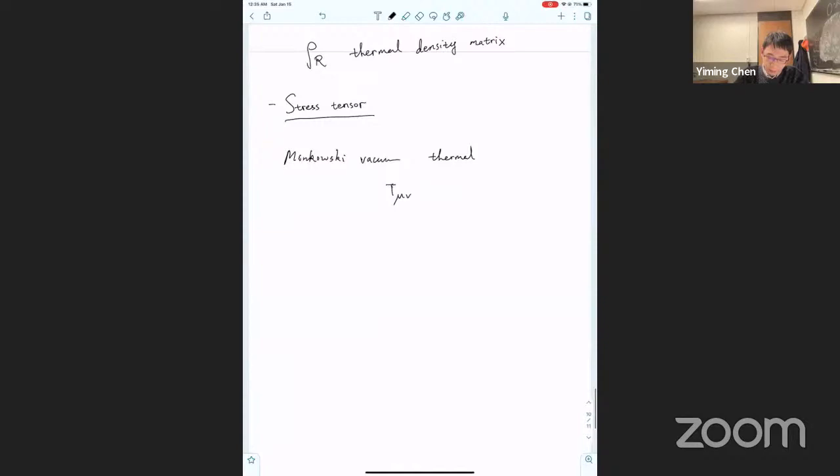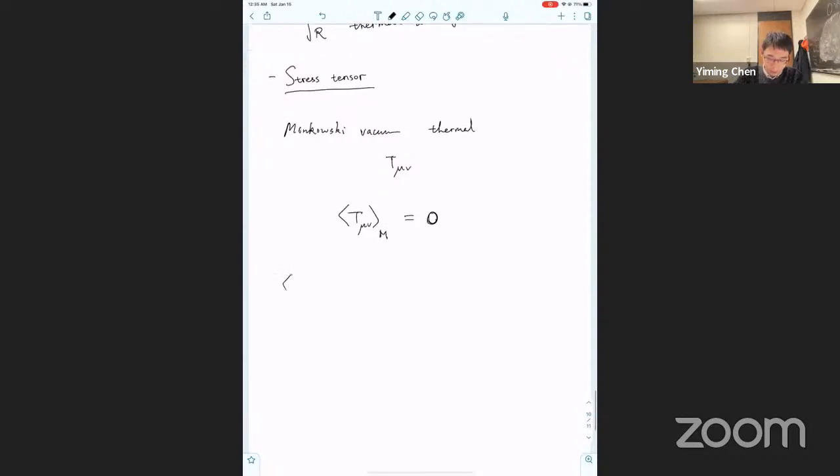That is, T mu nu in a Minkowski vacuum, the expectation value is exactly 0, right? And it will be 0 no matter which coordinate system you use, because under a coordinate transformation, 0 is still 0, okay? So how come that the T mu nu in the Rindler space will be non-zero, such that it corresponds to a thermal state, okay? So that's kind of a paradox.